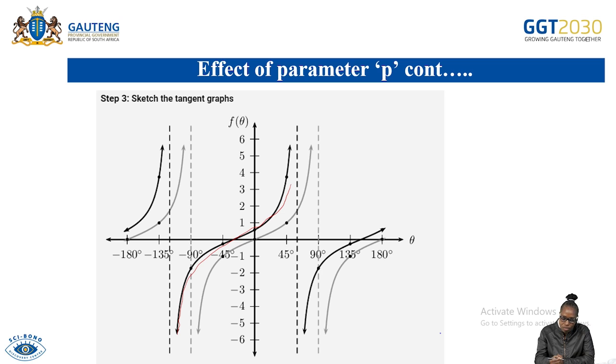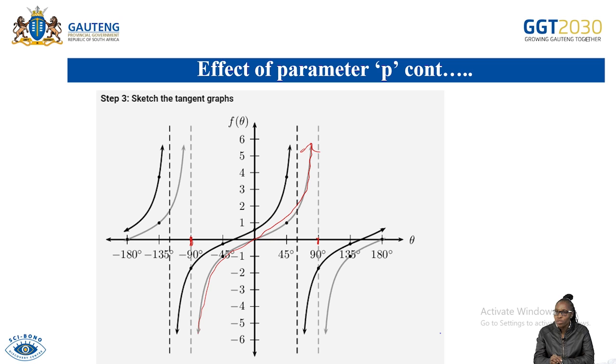You see your graph going this way. That is a parent graph of tan, between negative 90 and 90, which gives you 180.